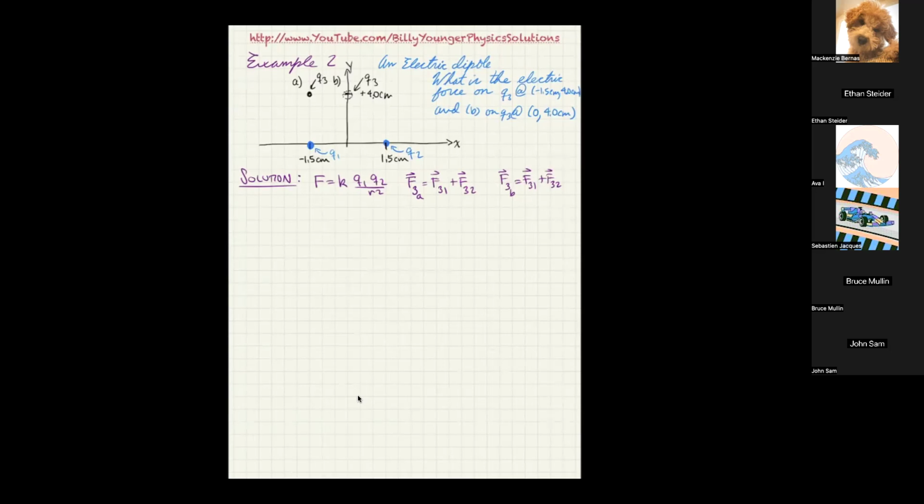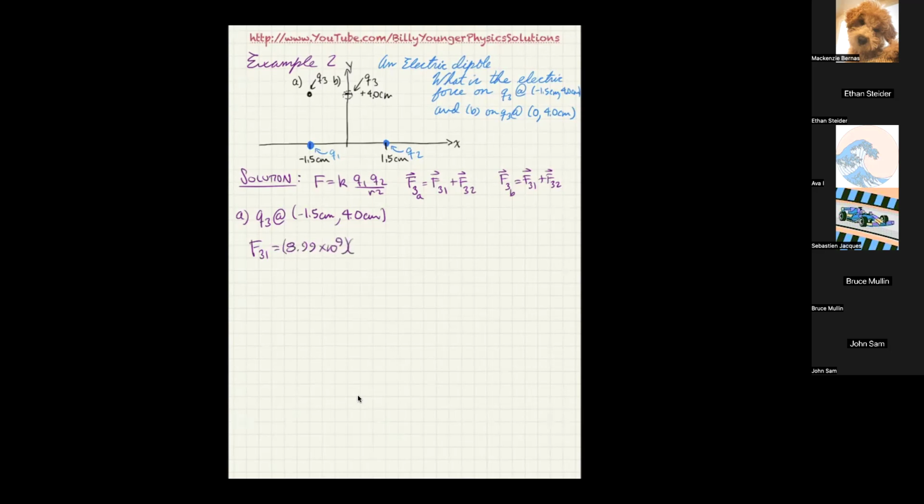Okay. So the first thing that we generally calculate when we're doing these forces is just the magnitude, and then we use our diagram to figure out what vector that makes. So let me go ahead and calculate for part A. So here's part A. Q3 is at negative 1.5 centimeters, comma, 4.0 centimeters, and therefore F3(1) is equal to 8.99 times 10 to the 9th.